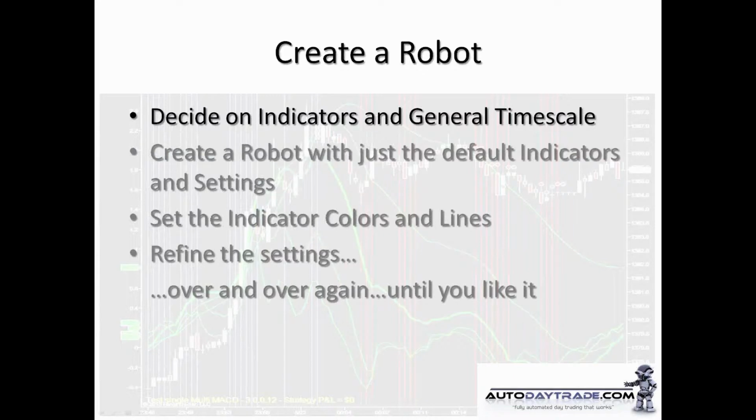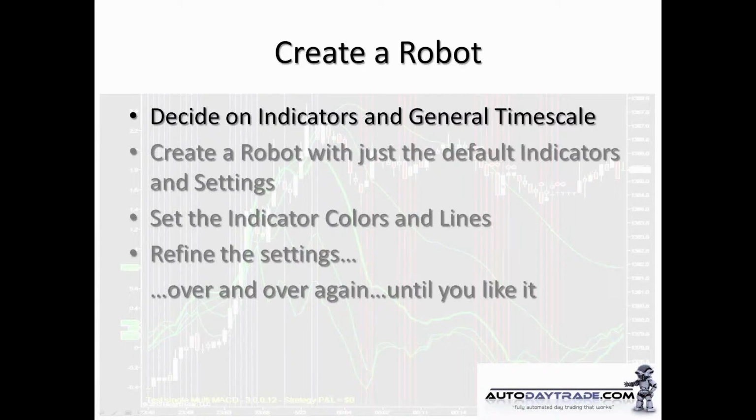There are a few things you must do, and the first is to decide on a general theme and timescale. All of you who use NinjaTrader and various trading platforms already have an idea of what you want to see in a robot. You have indicators you like and an idea of how far back those indicators should be looking to give you good results. This is what we're going to do.